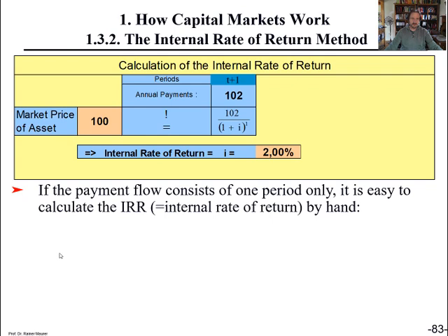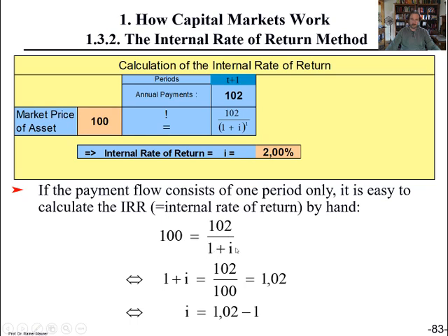The market price of this asset in period T is known. It equals 100 euro. The total payment this asset generates in period T plus 1 is also known. It equals 102 euro. Now, it is of course possible to set up the following equation. 100 euro equal to 102 euro over 1 plus the internal rate of return. This simple equation can of course easily be solved for the unknown internal rate of return, for which I've used here the shortcut I. This is the equation, and now we simply solve for the unknown variable I, and the result is of course 2%.